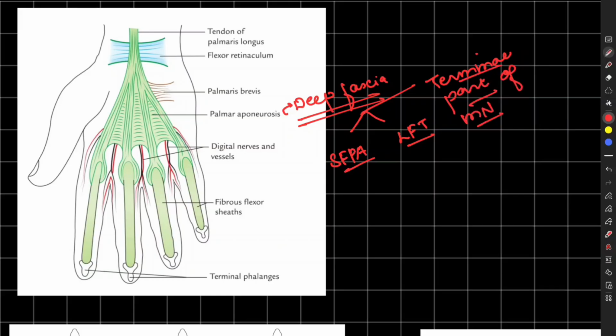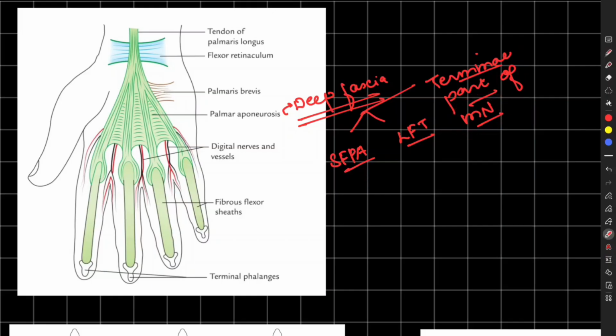So what do we have? Superficial palmar arch, the long flexor tendons, and the terminal part of the median nerve. So palmar aponeurosis is a term often used for the entire deep fascia. It is better to restrict it to the central part of the deep fascia, which covers the superficial palmar arch, the long flexor tendons, and the terminal part of the median nerve.